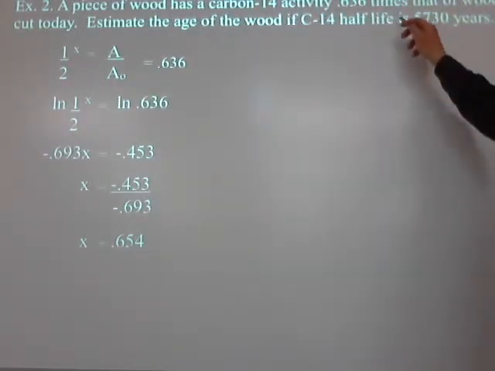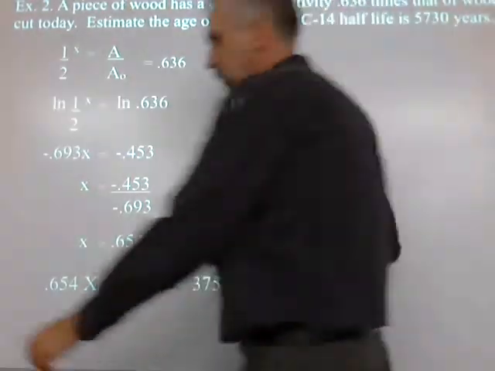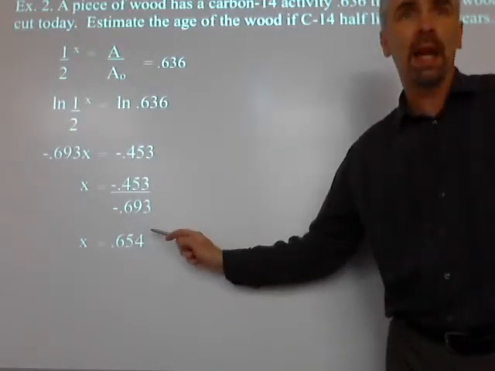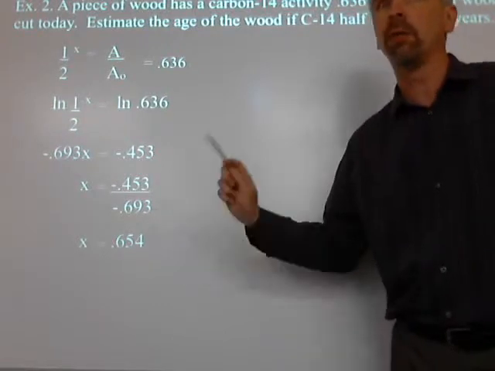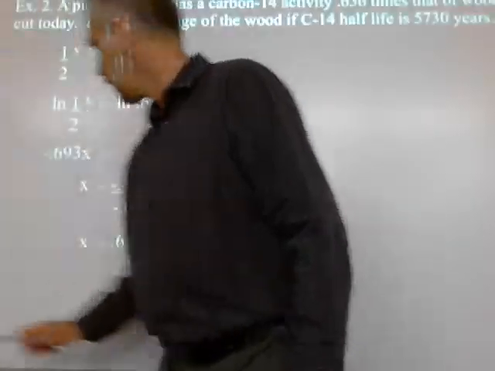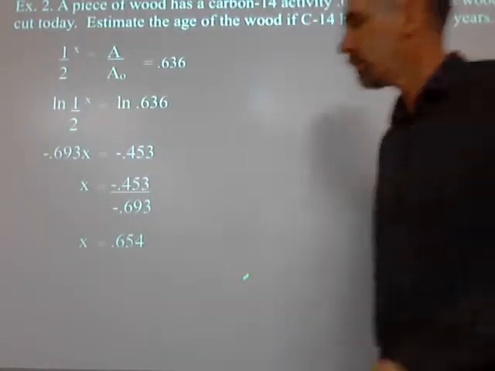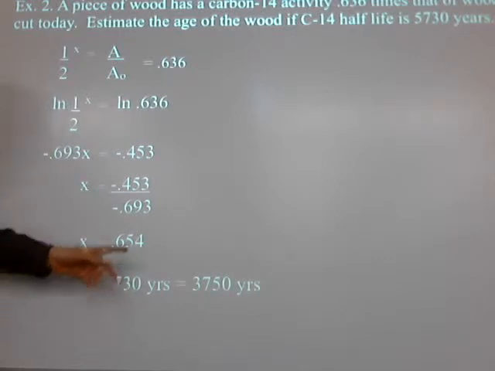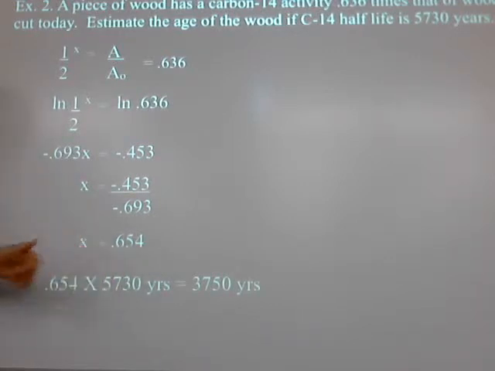It says my half-life is 5,730 years. I know it went through that many half-lives. Not even a whole half-life. So I simply have to multiply it by the half-life. And that tells me that that piece of wood is 3,750 years old. Okay? Hasn't even gone through one half-life. It's gone through 0.6. So the side on the left is always going to be negative 0.6.